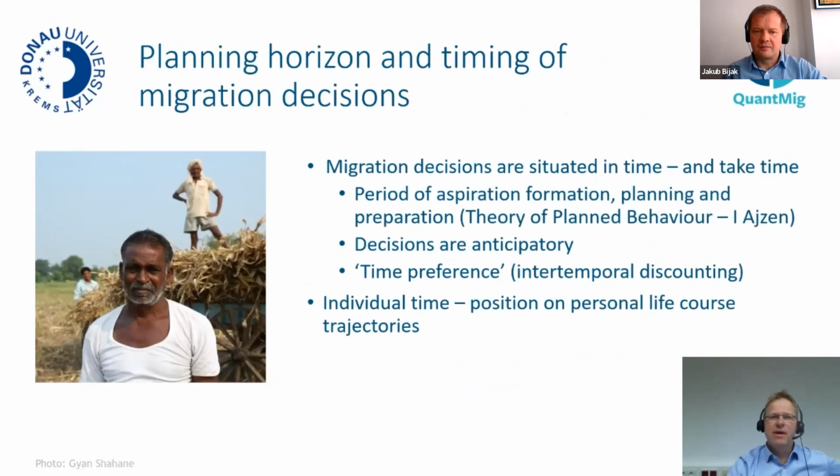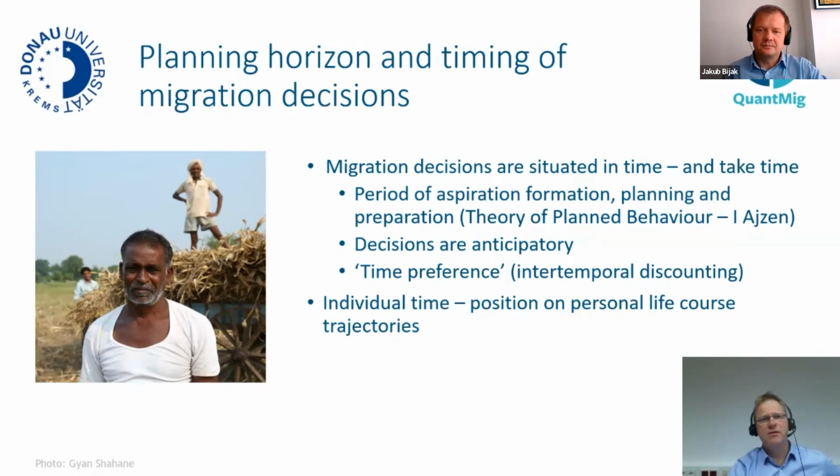Migration decisions are made at a specific time in people's life, but also take time to follow through. Migration is usually preceded not only by the decision, but also by a period of planning and preparations. Some insights into this stepwise process of decision-making can be offered by psychological theories, for example, the theory of planned behavior proposed by Ajzen. At the same time, decision makers anticipate what can be gained by migrating in the future, implicitly taking into account time preference and intertemporal discounting. These decisions are thus time-dependent as well as space-dependent.